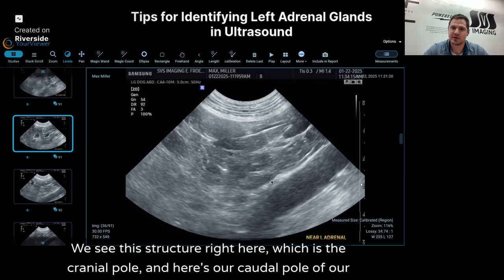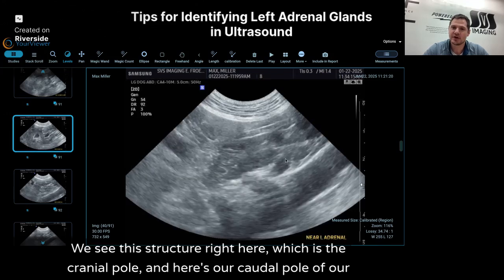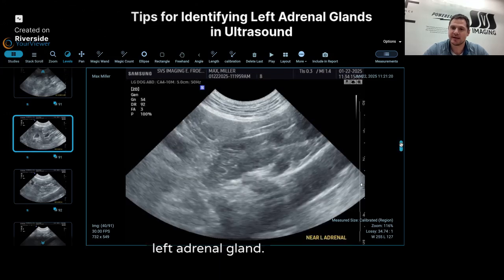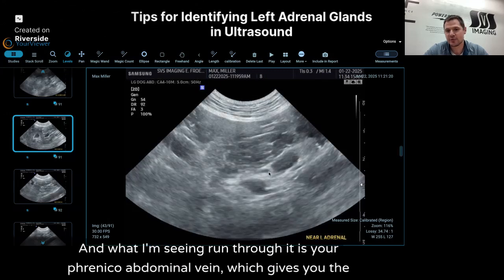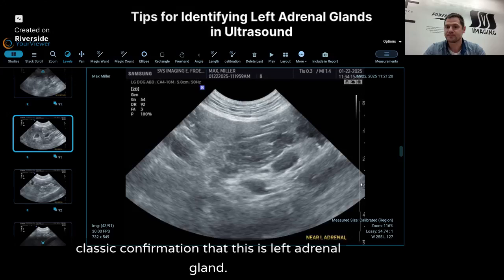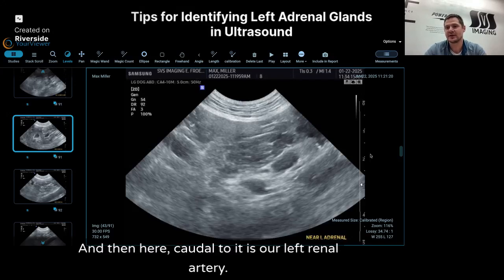we see this structure right here, which is the cranial pole, and here's our caudal pole of our left adrenal gland. And what I'm seeing run through it is your phrenicoabdominal vein, which gives you the classic confirmation that this is left adrenal gland. And then here, caudal to it, is our left renal artery.